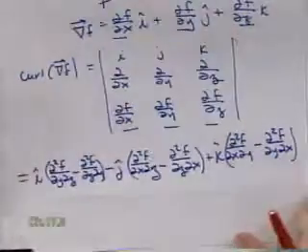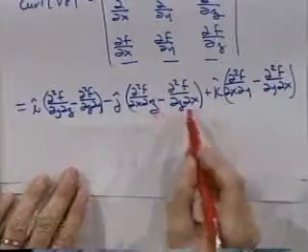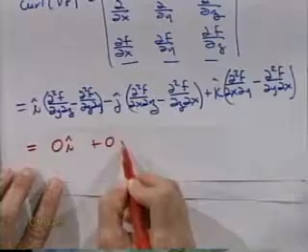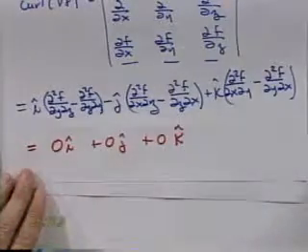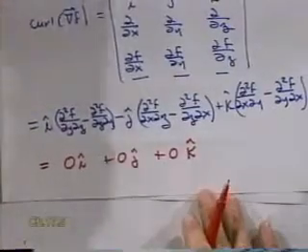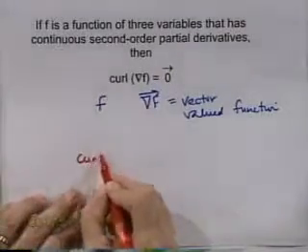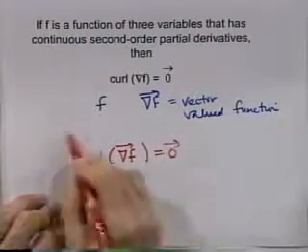Well, come back here. Look at this. What do we know about these two partials? They're equal. Clairaut's theorem, remember? These are equal. Those are equal. So we get 0 times i plus 0 times j plus 0 times k. So what we have just proven is a nice little theorem that will come in handy later on. The curl of the gradient of any scalar function always turns out to be 0.